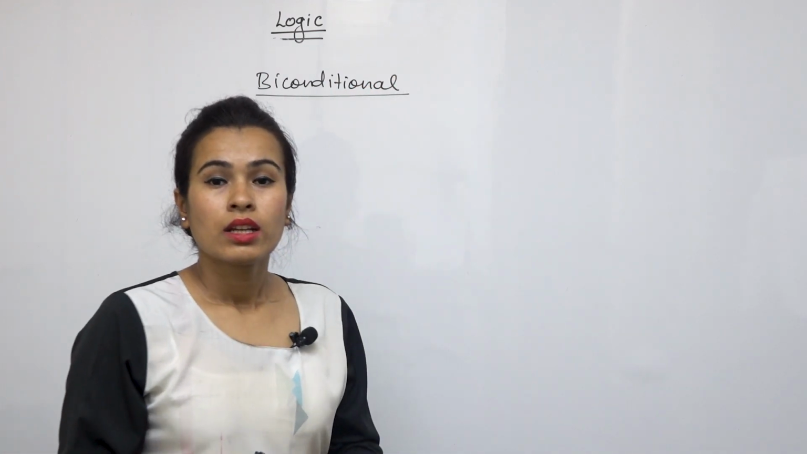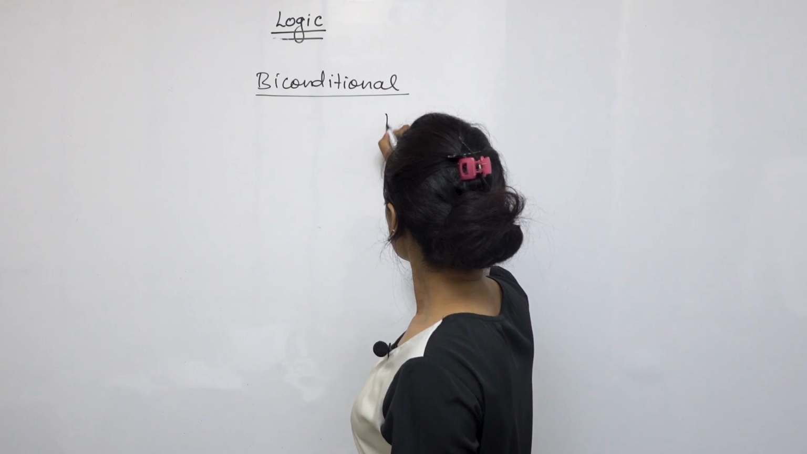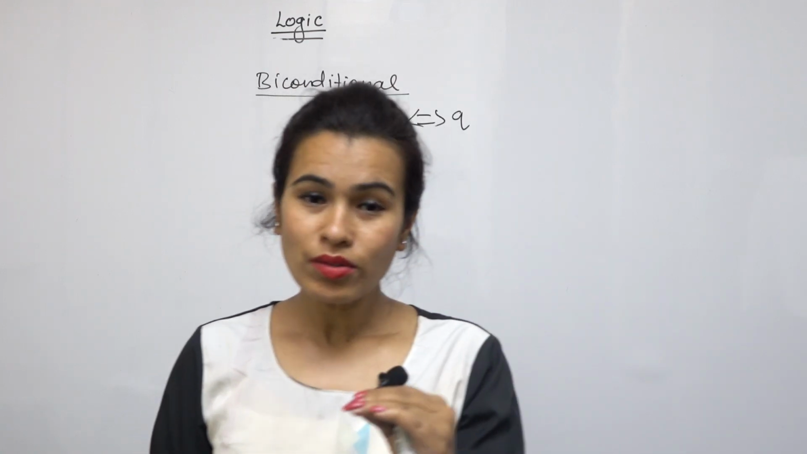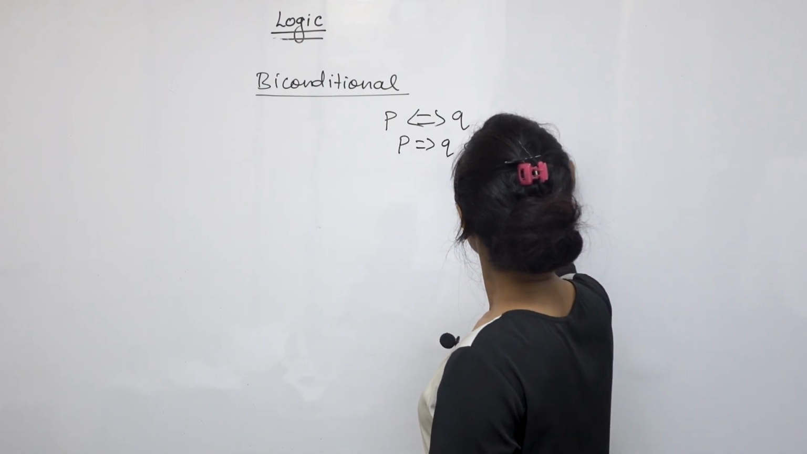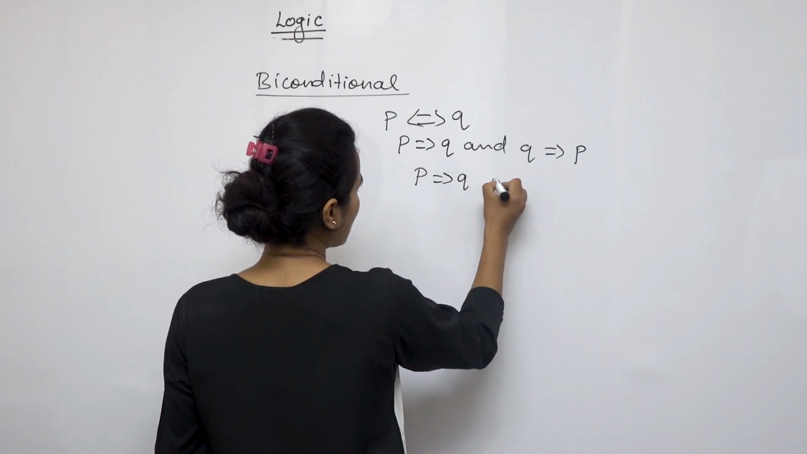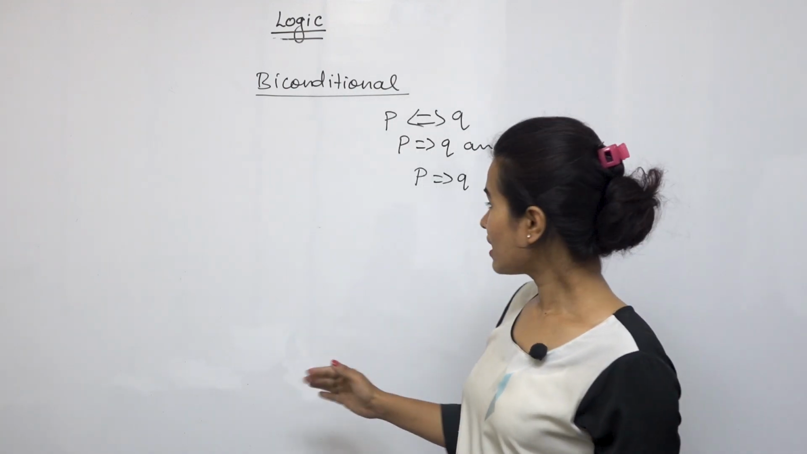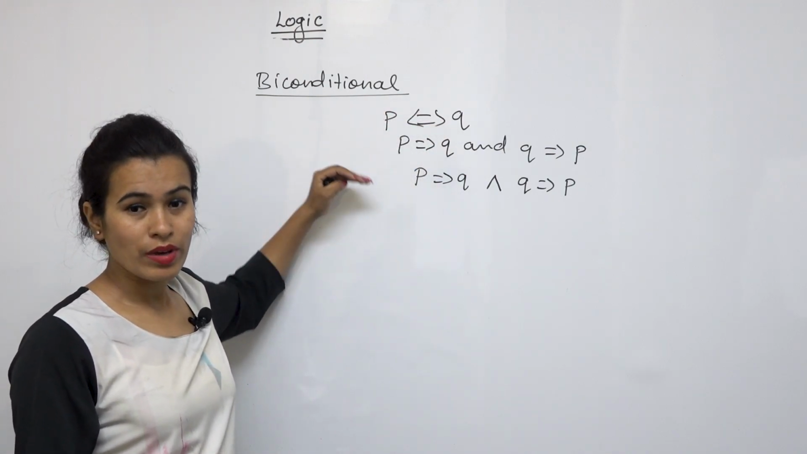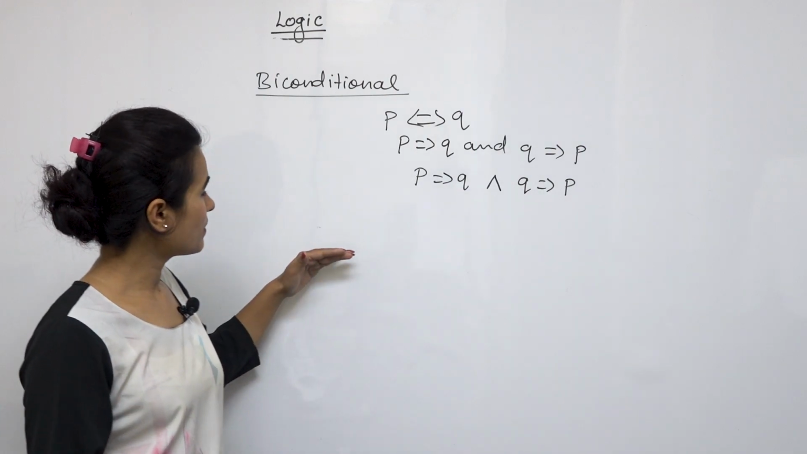Biconditional. The biconditional of the statements P and Q is symbolized by P, with both sides implies, Q, which means P then Q and Q then P. The logic of this is that the biconditional is true when both P and Q have the same truth value, and otherwise it will be false. That means if same value.